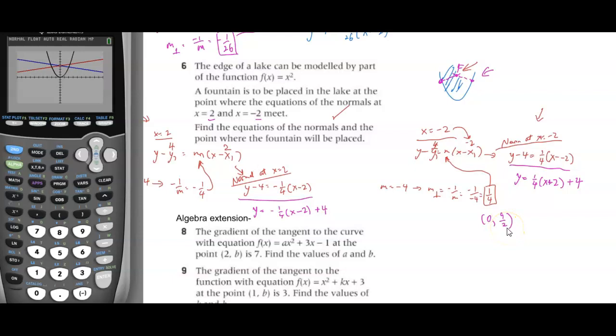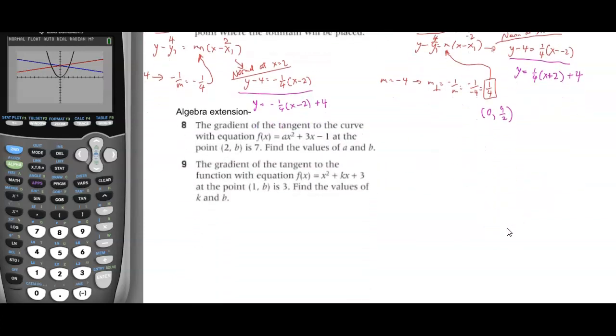Okay? Last of all, for those of you who are going for a 5 or more in the IB exam, here are a couple algebra extension problems. The gradient of the tangent of the curve with the equation ax squared plus 3x minus 1 at the point 2 comma b is 7. Find the values of a and b.